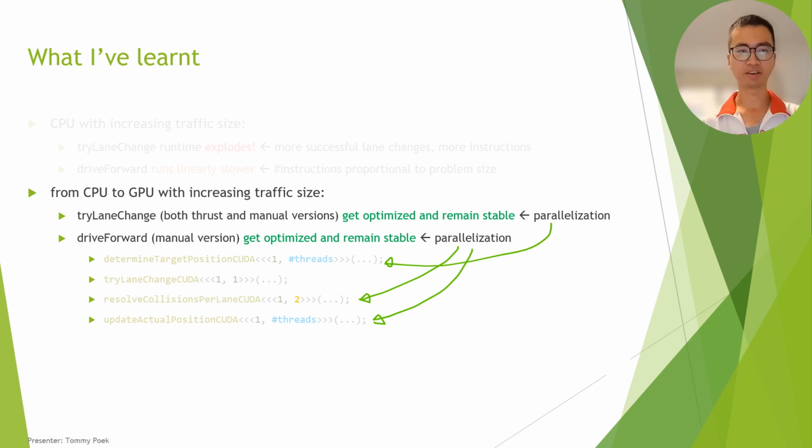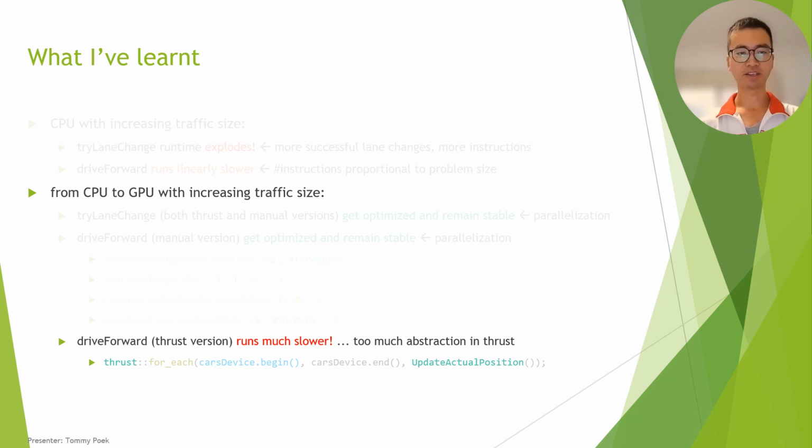To summarize, what I learned here is that thanks to parallelization, especially in the CUDA manual version, we have the traffic size increasing and the runtime remains stable, which is great. And also the optimization is completely at a different level of magnitude compared to CPU. And unfortunately, the second function in the thrust version doesn't run as I expected, and I would suspect there are too many abstractions in the thrust library that I'm not able to profile and explain.